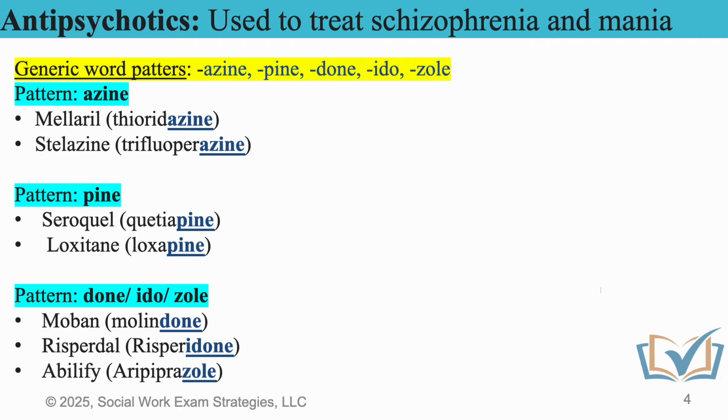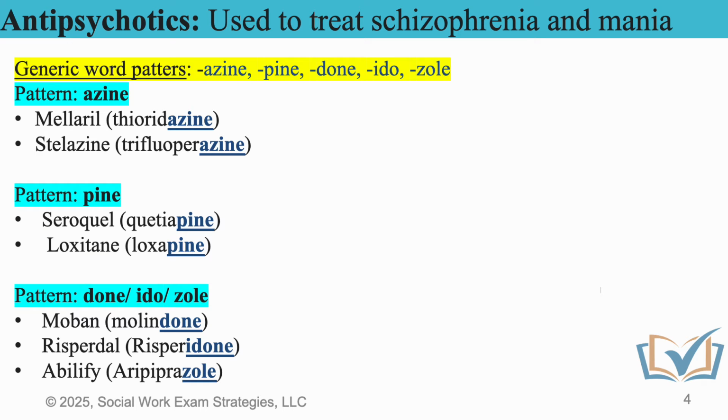Let's review antipsychotic medication. Antipsychotic medication is used to treat schizophrenia and mania. So let's look at the generic word patterns, and they're highlighted in yellow. If you look at the patterns, they end with A-Z-I-N-E, P-I-N-E, D-O-N-E, I-D-O, and Z-O-L-E.